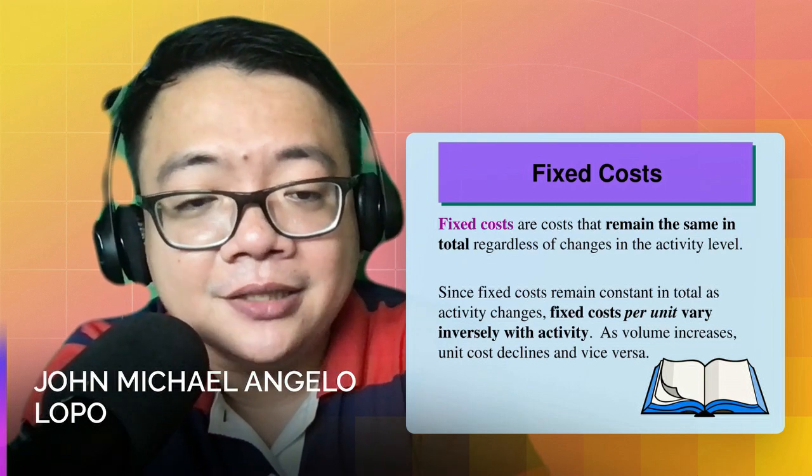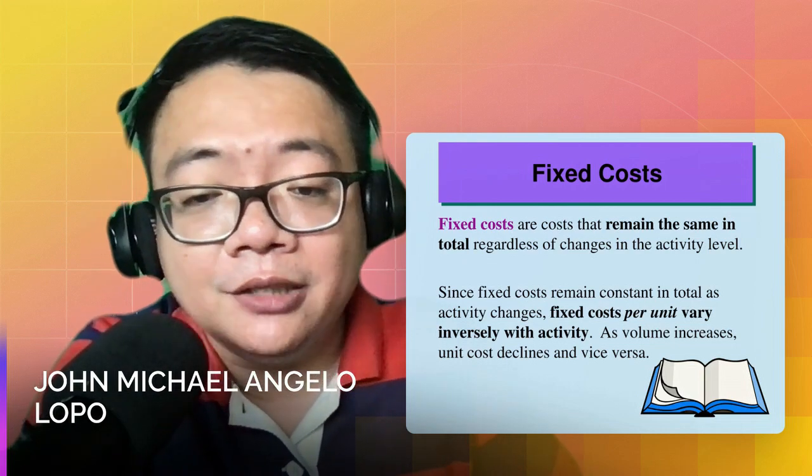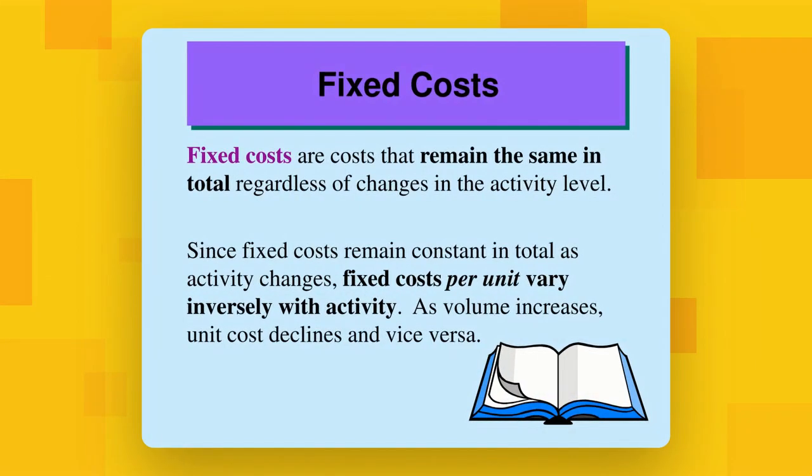Meaning, class, kabaliktaran, no? As the volume increases, unit cost declines, and vice versa. So that's your fixed cost. Again, fixed cost total will remain the same, while fixed cost per unit will vary inversely with the activity level.